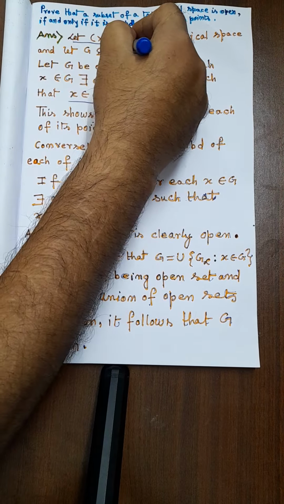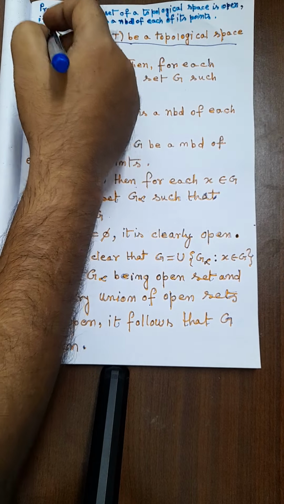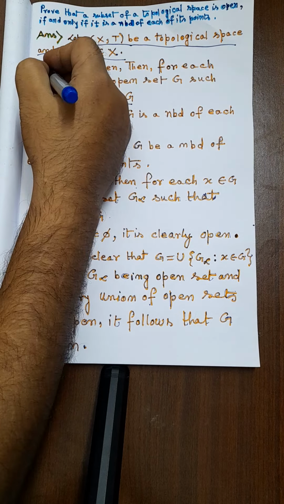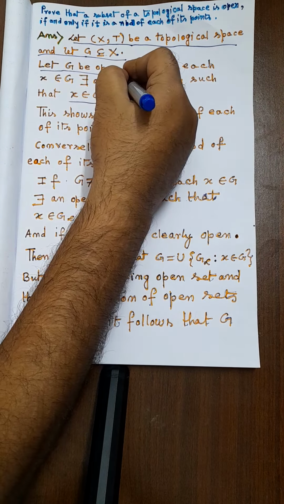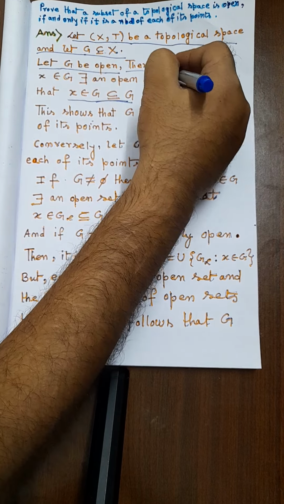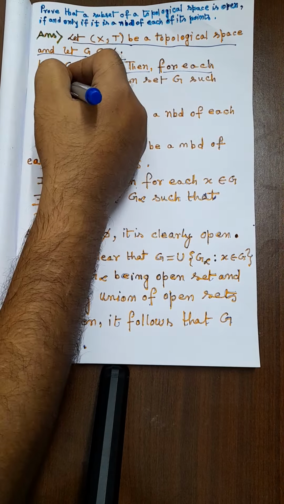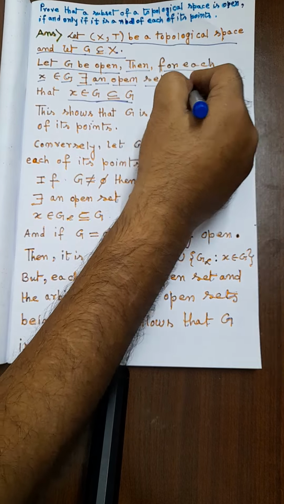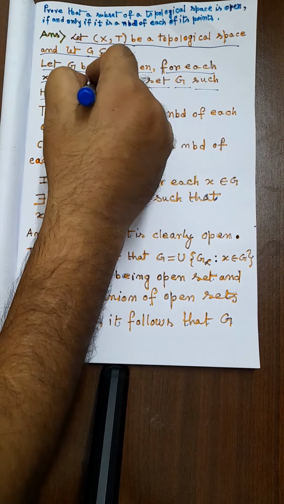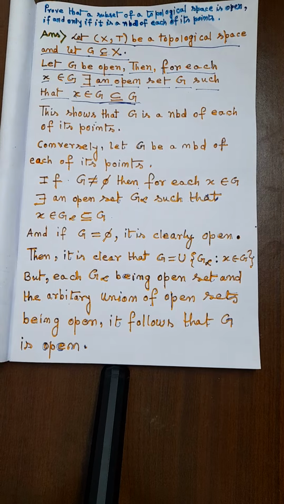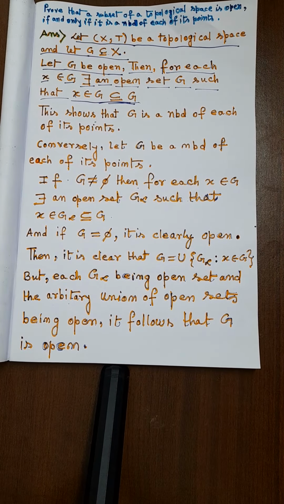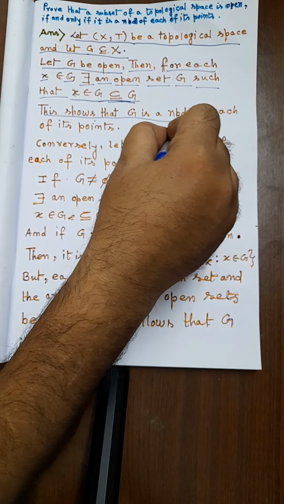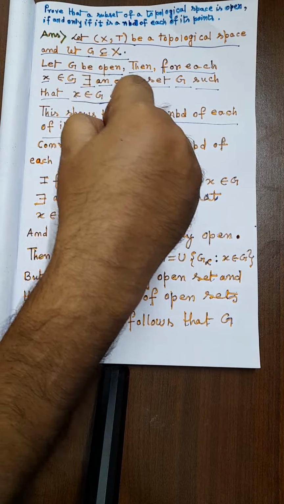Let (X, T) be a topological space and let G be a subset of X and let G be open. Then for each x belongs to G, there exists an open set G such that x belongs to G is a subset of G. This shows that G is a neighborhood of each of its points.